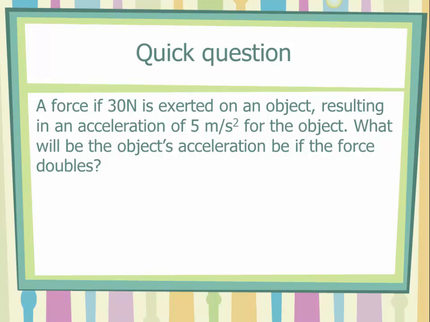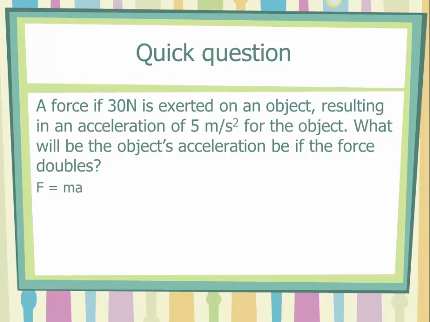So quick question. A force of 30 newtons is exerted on an object, resulting in an acceleration of 5 meters per second squared for the object. What will be the object's acceleration if the force doubles?